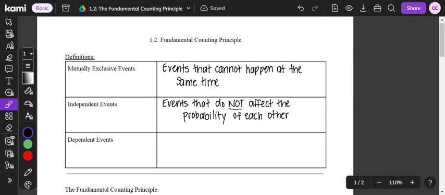Okay, dependent events. This is the exact opposite, right? So we would say for dependent events, one event affects the probability of another event. So let's talk about that same example. You're afraid you're going to be late to school. All right, well, hold on, let me finish the definition here.